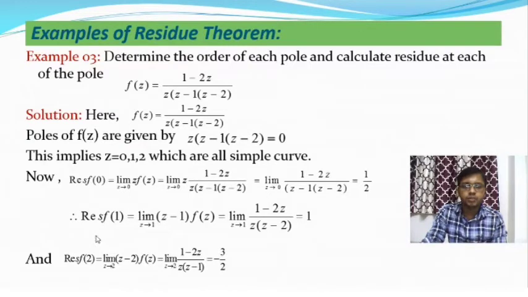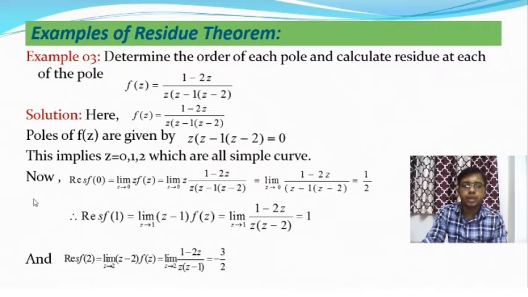After that we are going to find the residue at z is equal to 2, and 2 is a pole of the function. So residue at z is equal to 2 will be limit z tends to 2 of z minus 2 into f of z, and if we put z is equal to 2 in this function, it will give the value, and the value is equal to minus 3 by 2.